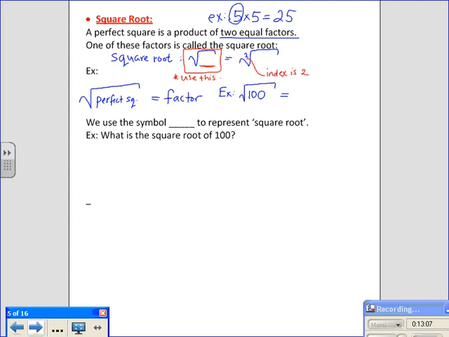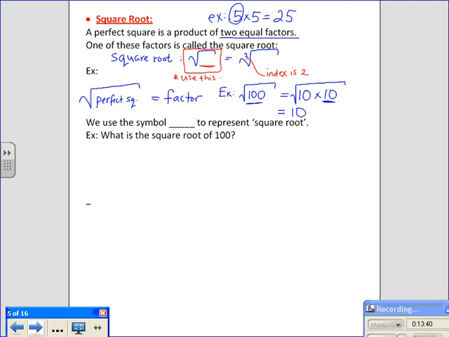But think about what it's really saying. This is a perfect square, so it's asking, what number times itself gives you 100? If you go through the numbers in your head, the only number multiplied by itself that gives you 100 is 10. 10 times 10 will give you 100. And so there's the factor that's being used in the multiplication to give you that perfect square. So the square root of 100 is equal to just one of those factors, 10.